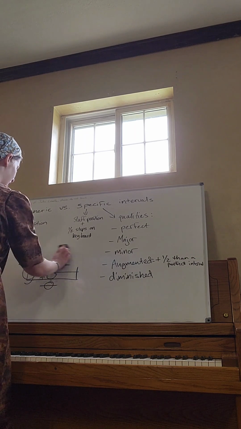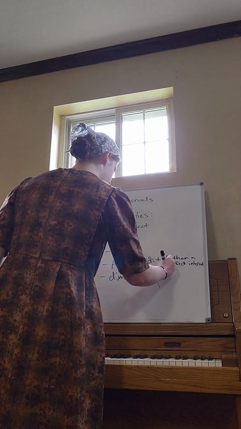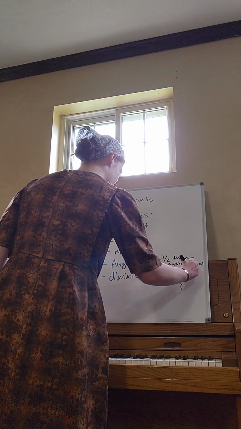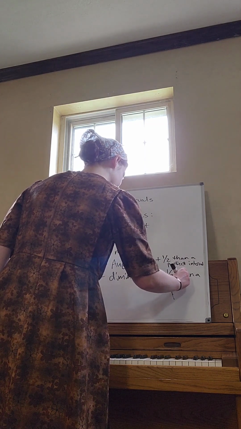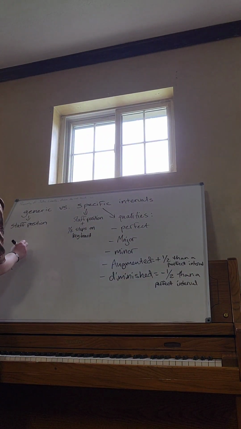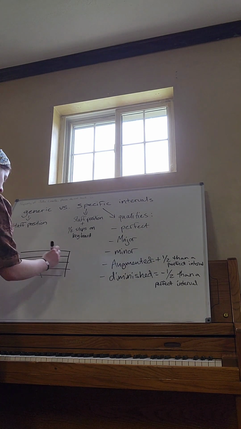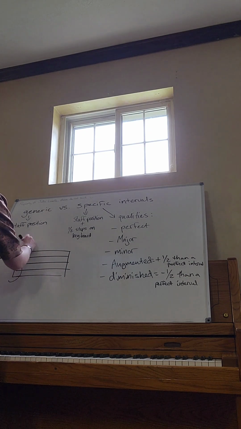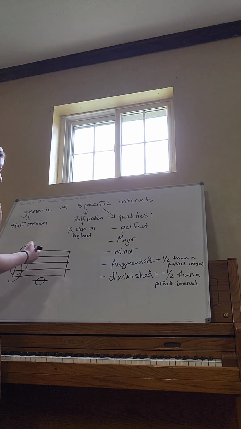Now, diminished intervals have one less half step than a perfect interval. So one less half step than a perfect interval. Like that. And let's look at an example. A very common diminished interval that you'll see is a diminished fifth.